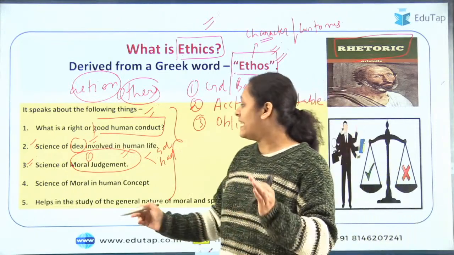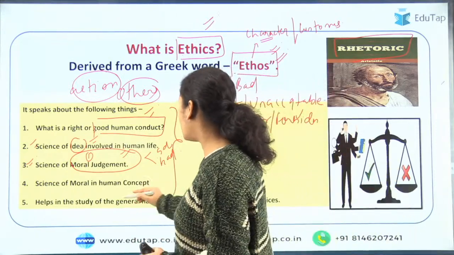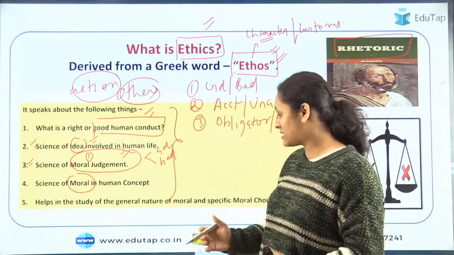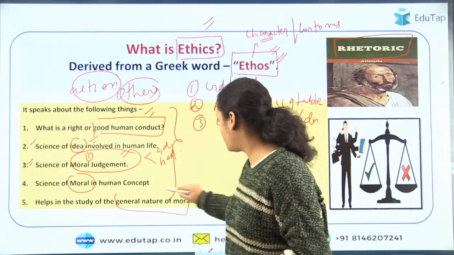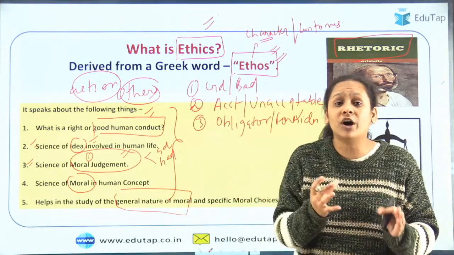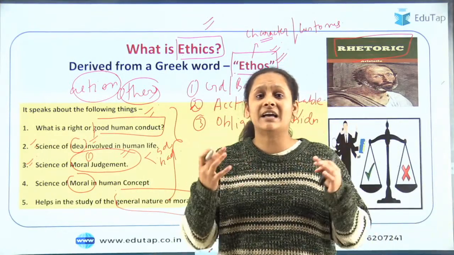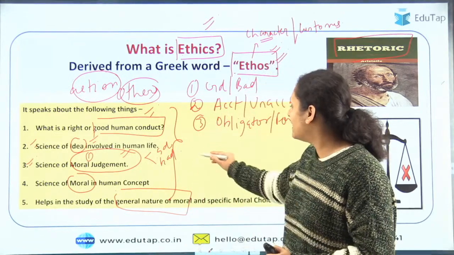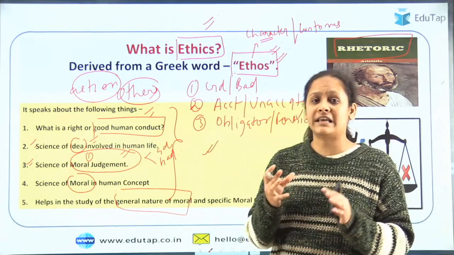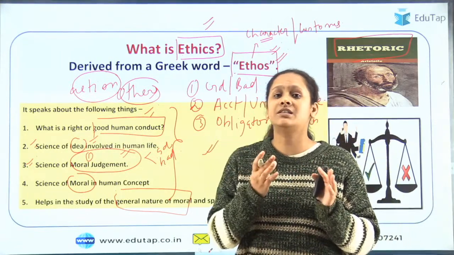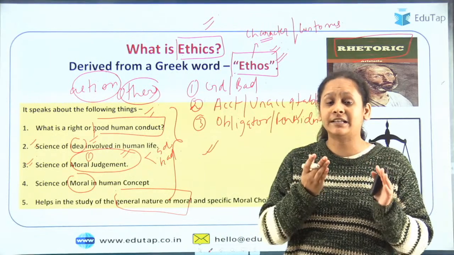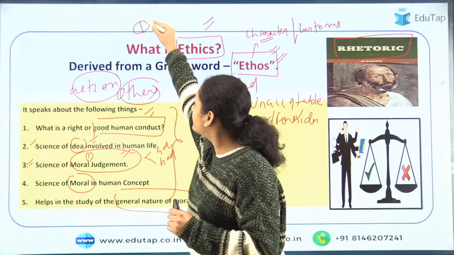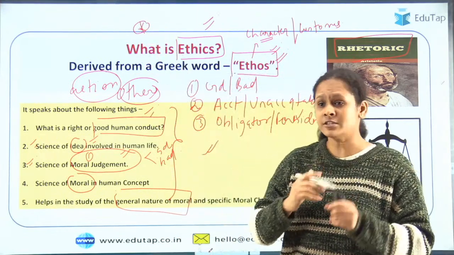Apart from this, ethics also speaks about the concept of moral as a whole, and it helps us study the general nature of moral and the specific moral choices, which means what moral choices I, as an individual, make. So this is what ethics in broad terms is. If I say quickly, it is about someone's character or custom. So it tells us how to behave in a particular situation.